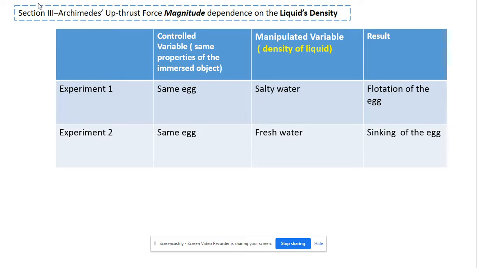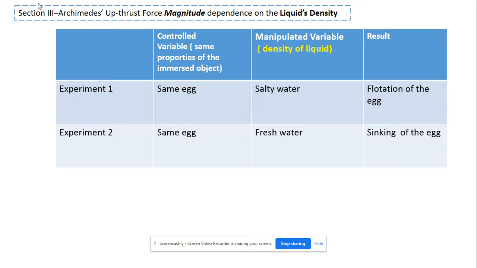So here are the two experiments that we performed. The control variable was using the same egg in both experiment 1 and experiment 2. When we say same egg, we mean having the same properties of the immersed object: same size, same mass, same volume, same everything. However, the manipulated variable here is the density of the liquid. If you still remember in the previous part, we compared the density of the salty water to that of the fresh water, and we said that the salty water is denser than the fresh water.